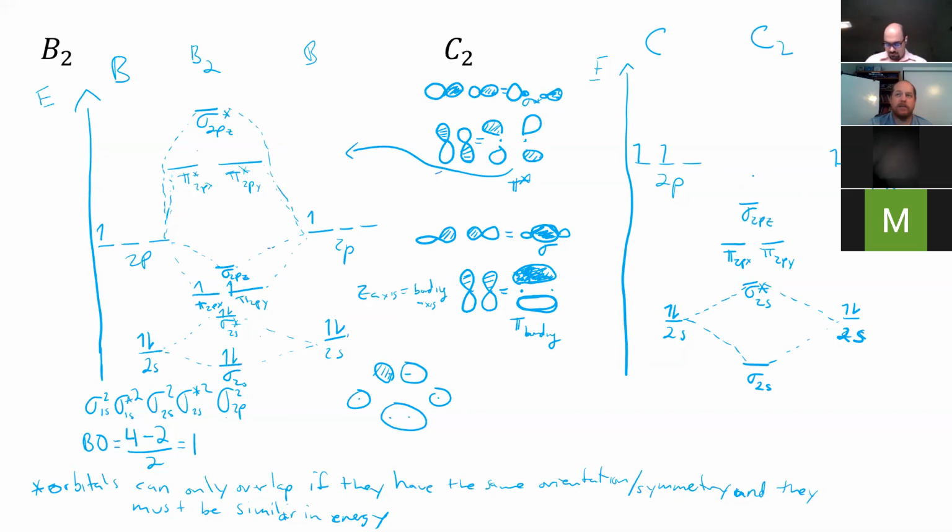I'm not expecting you to draw these perfectly to scale. That's just not something that I expect. I just want you to have them in the right order. So we've got our pi star orbitals come next. Pi star 2px, pi star 2py, and then way up top we have our sigma star 2pz. And we connect all these in.